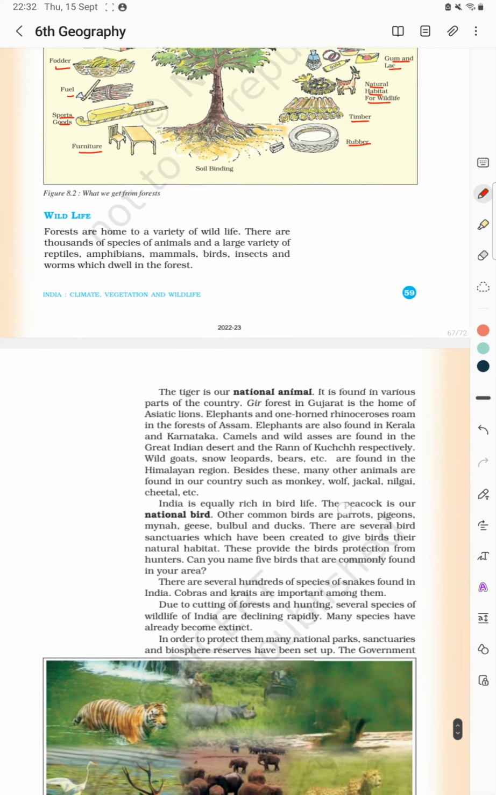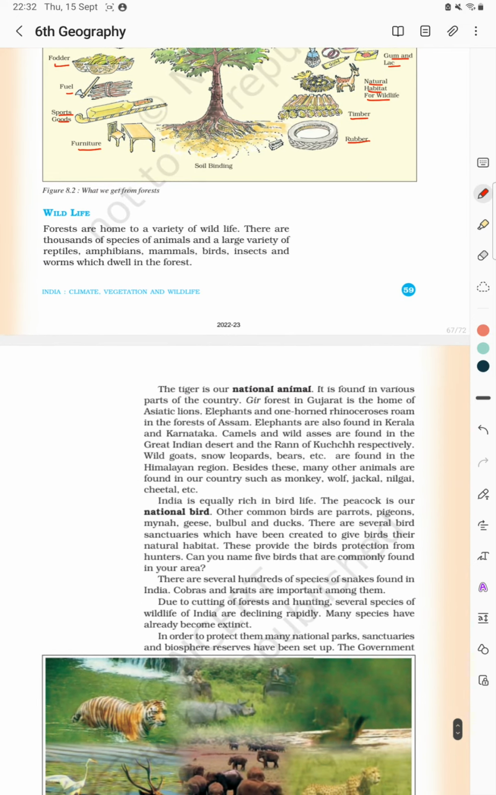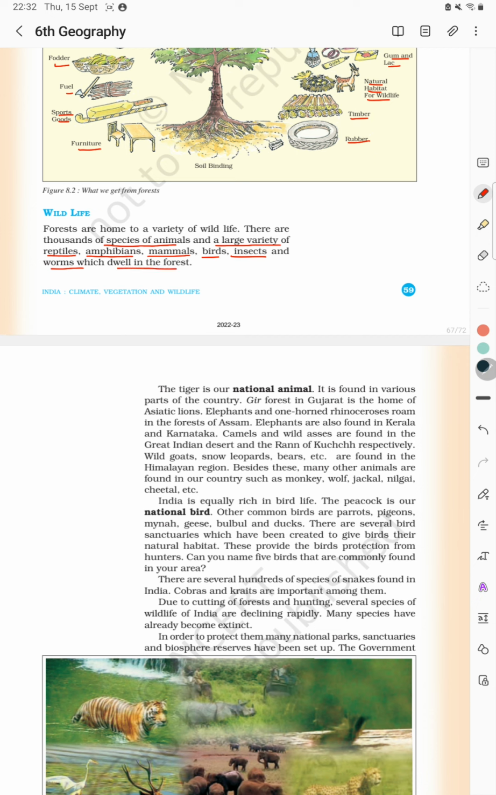Then let us talk about wildlife. As we have studied, forests are the natural habitat for wildlife. There are thousands of species of animals and a large variety of reptiles, amphibians, mammals, birds, insects and worms which dwell in the forest. Tiger is the national animal. It is found in various parts of the country.